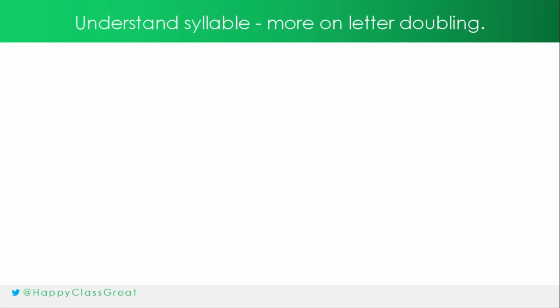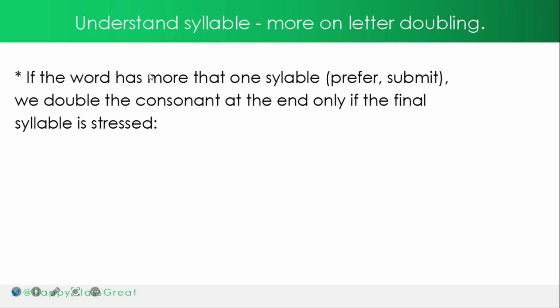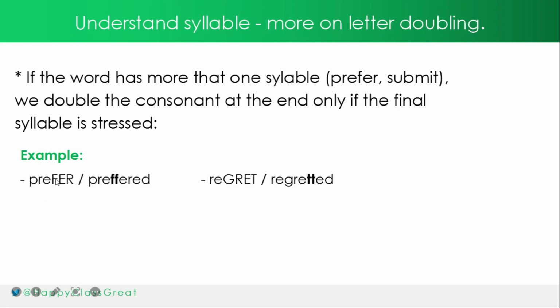Remember when you are taught what a syllable is, you remember that. So if a verb has more than one syllable, like prefer or submit, we double the consonant at the end only if the final syllable is stressed. For example, now we have prefer. I wrote fer here because it's stressed. The last syllable here is stressed. You understand? So preferred, the f here will be doubled.